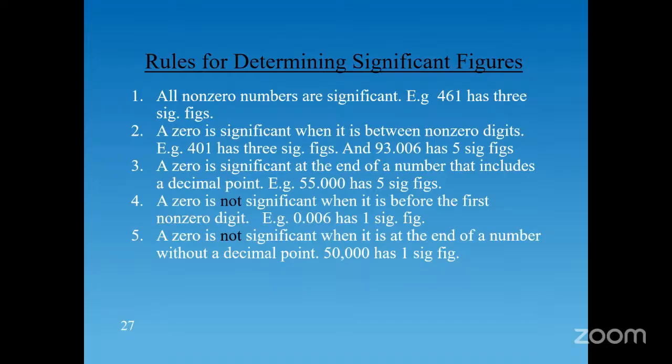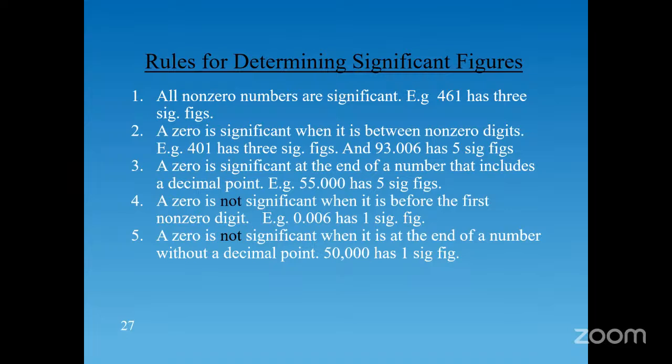So these are the rules that you have to follow in order to determine the number of significant digits in a measured value that you're given, right? So the first rule is the easiest one. All non-zero digits are significant. So all digits that you see in a number from 1 through 9 are significant, all right?